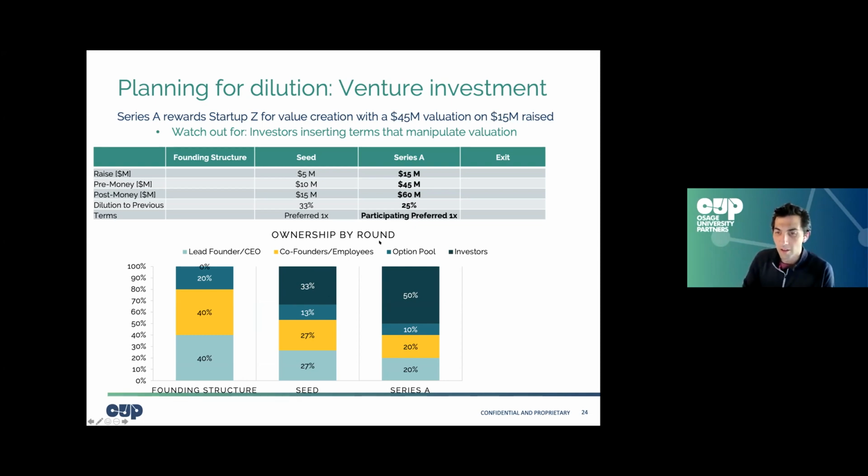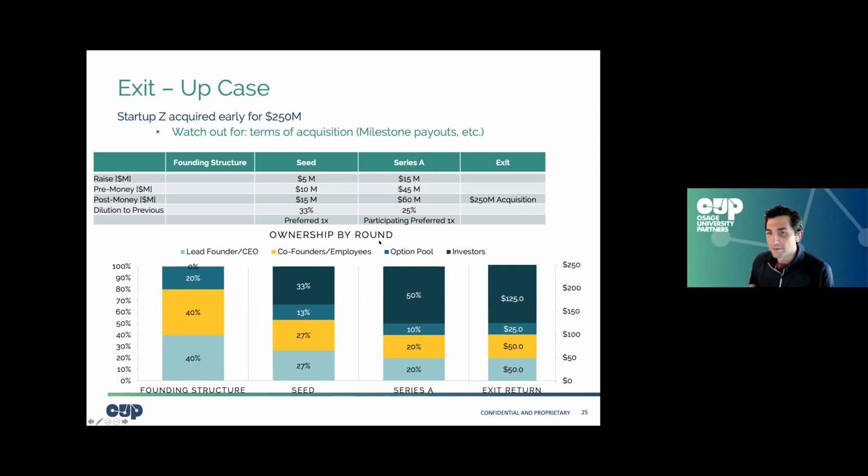And it's okay, because if you exit for a $250 million exit, everyone's really happy. There's plenty of money to go around, and it's a life-changing event for a lot of the founders of the company and the employees involved, and that's great.